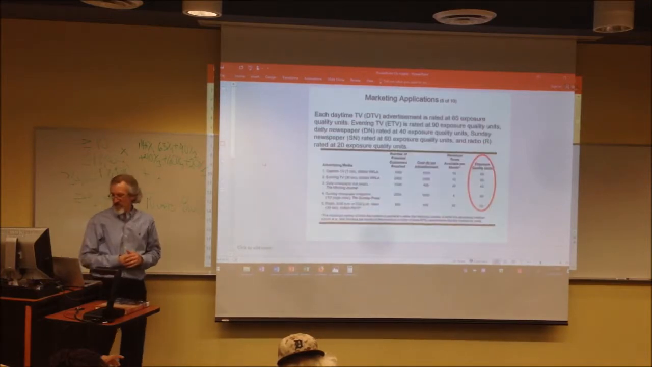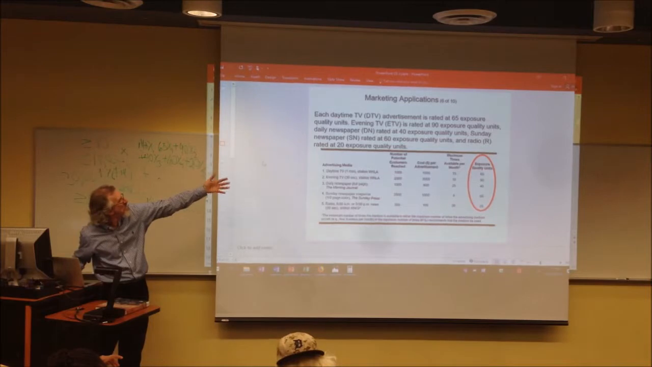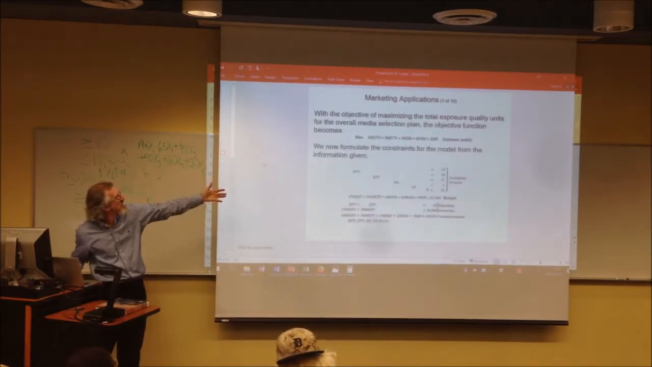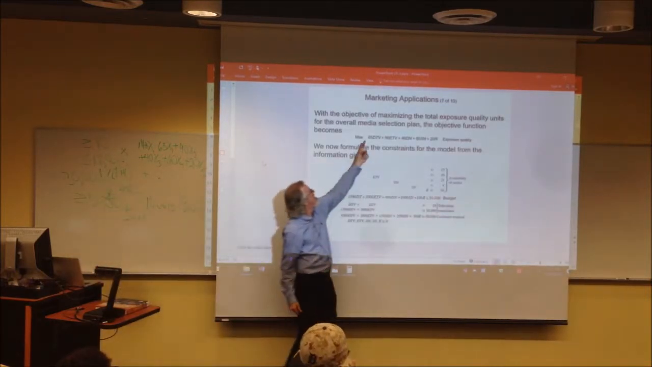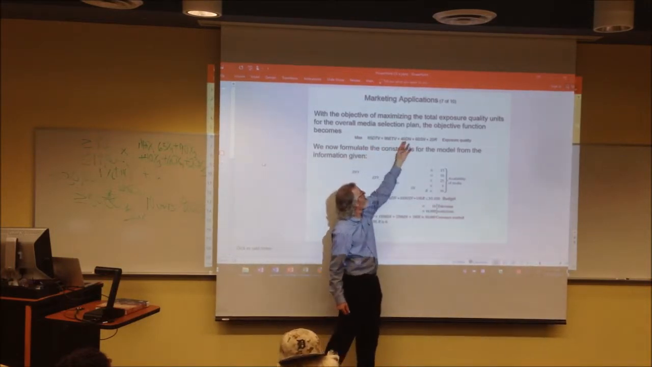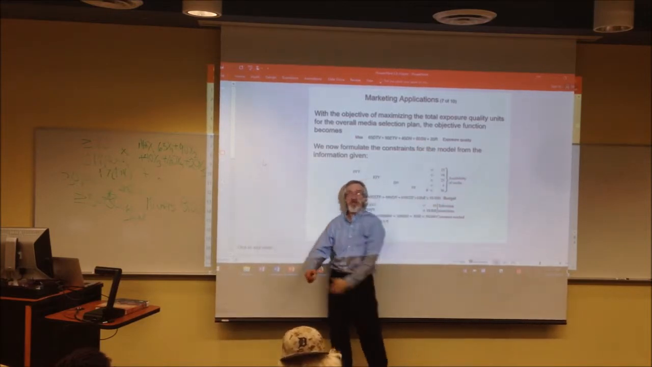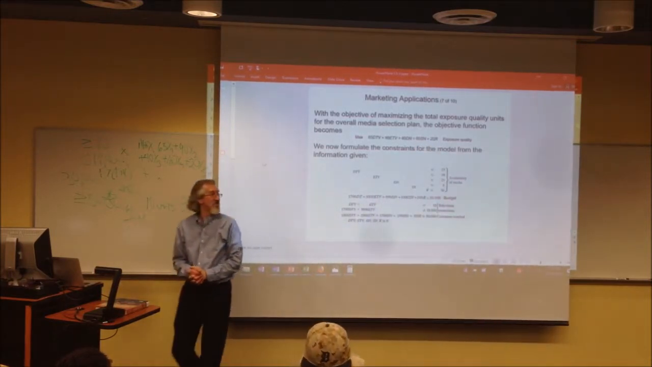Here's the objective function. Oh, here it is. They have an exposure rating. The company wants to maximize the exposure rating. So we maximize 65 times daytime ads, 90 times the number of evening ads, 40 times daily newspaper, 60 times Sunday newspaper, 20 times however many radio ads.